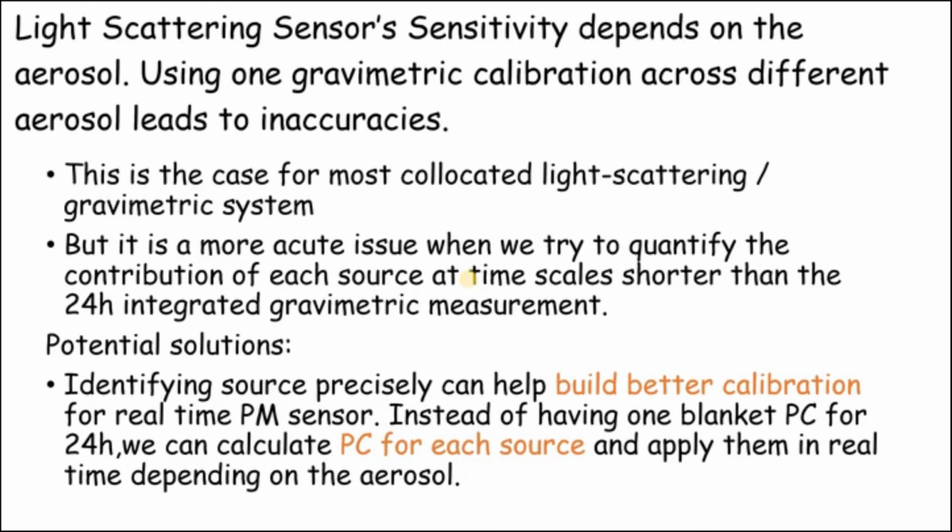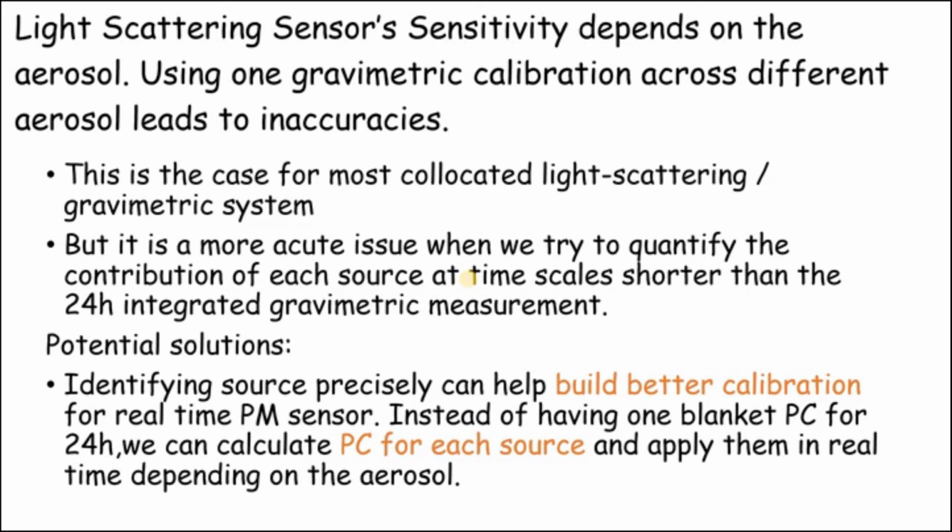The last thing I would like to address is a limitation of light scattering sensors, because their sensitivity depends on the aerosol type that we're measuring. If we use just one gravimetric calibration across different aerosols, we get some inaccuracies. This is the case for most collocated light scattering gravimetric systems, but in our case it's a little bit more of an acute issue, because we try to characterize and quantify the contribution of each source, and so we want to have accurate particle coefficients for those sources.